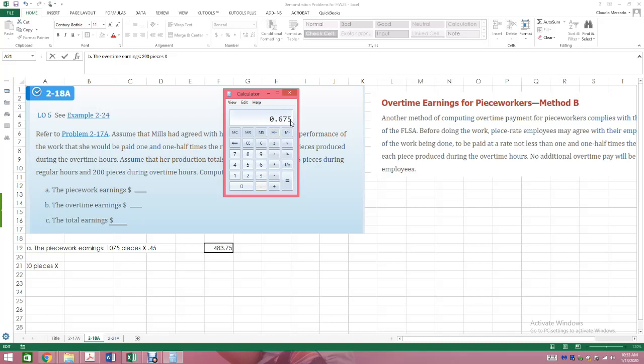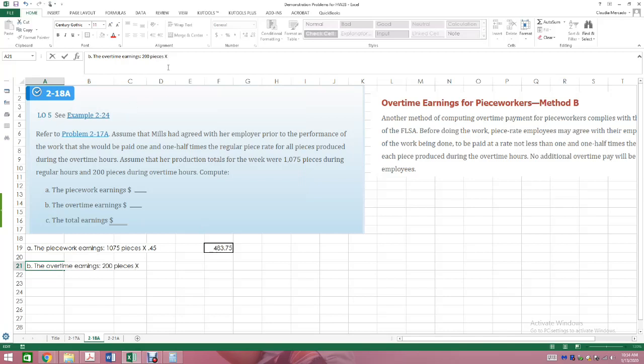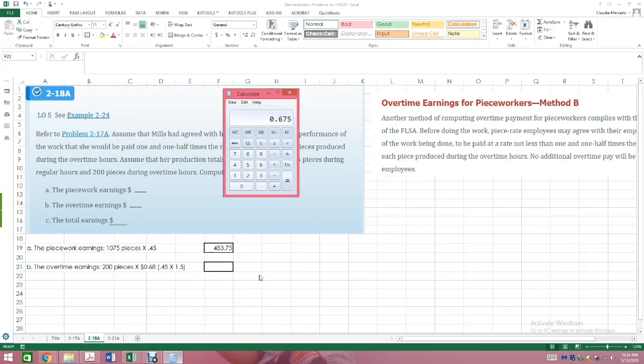So I'm going to round this. Since this is a 5, that's going to convert to an 8. So I'm going to get paid 0.68 for every piece that I produce during the overtime. So it's going to be multiplied by 0.68, and that was calculated by getting 0.45 times 1.5. So, I'm going to get 200 pieces at my overtime rate of 0.68 a piece. That's going to give me $136.